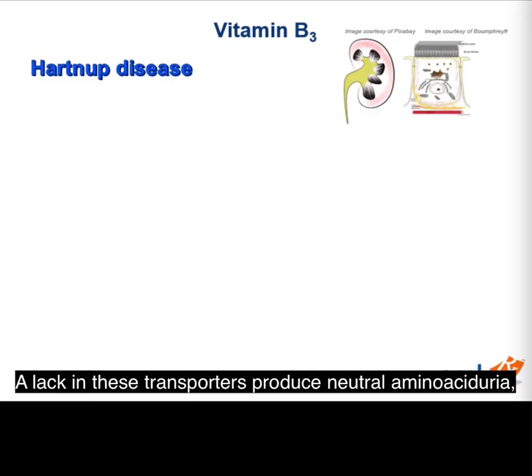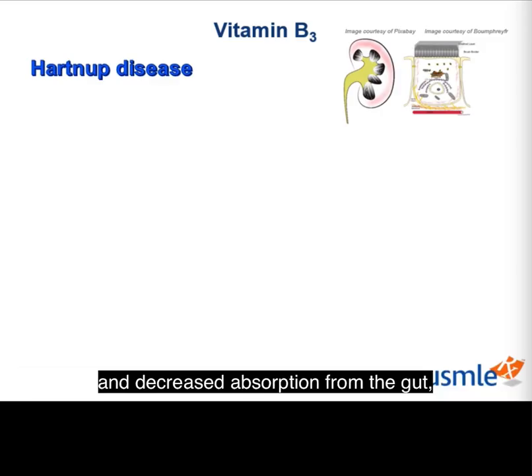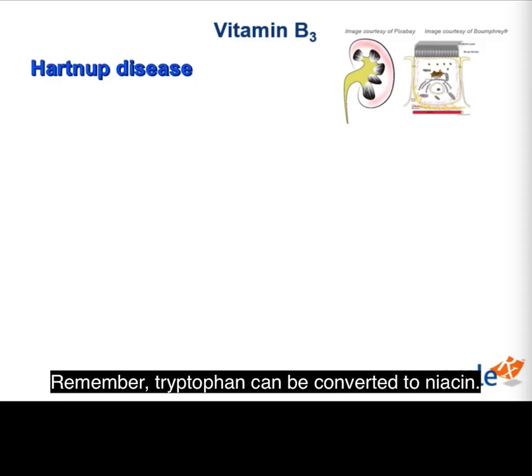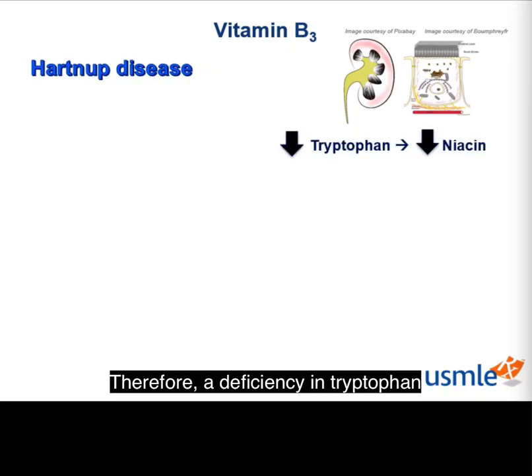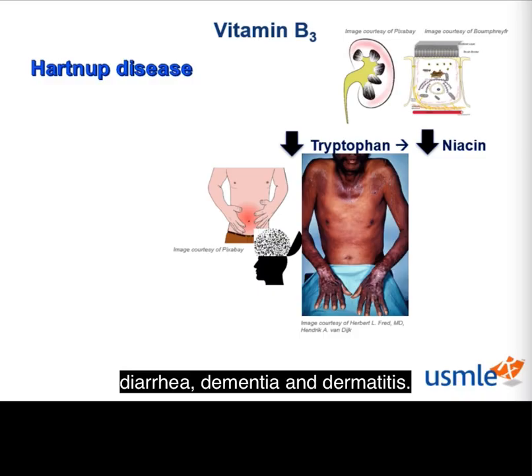A lack in these transporters produces neutral amino aciduria and decreased absorption from the gut, aka decreased tryptophan absorption from the gut. Remember, tryptophan can be converted to niacin, therefore a deficiency in tryptophan means a deficiency in niacin production. Clinically, this results in pellagra-like symptoms. Pellagra consists of the 3 Ds: diarrhea, dementia, and dermatitis.